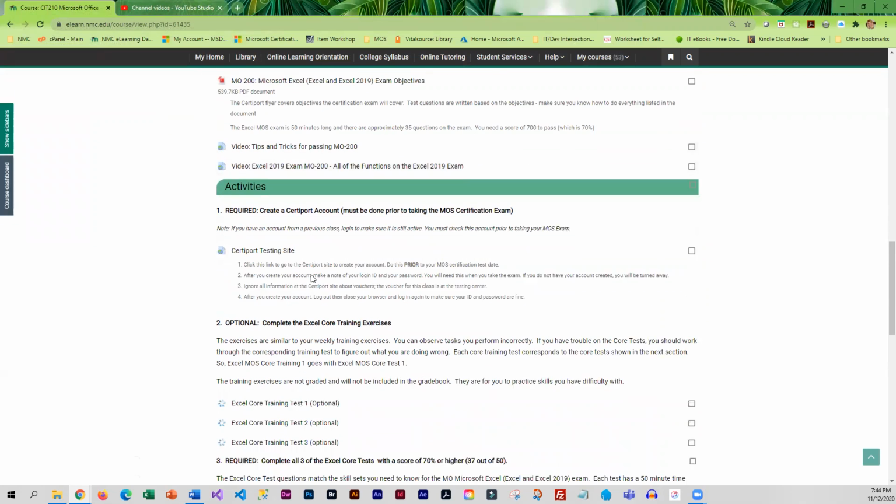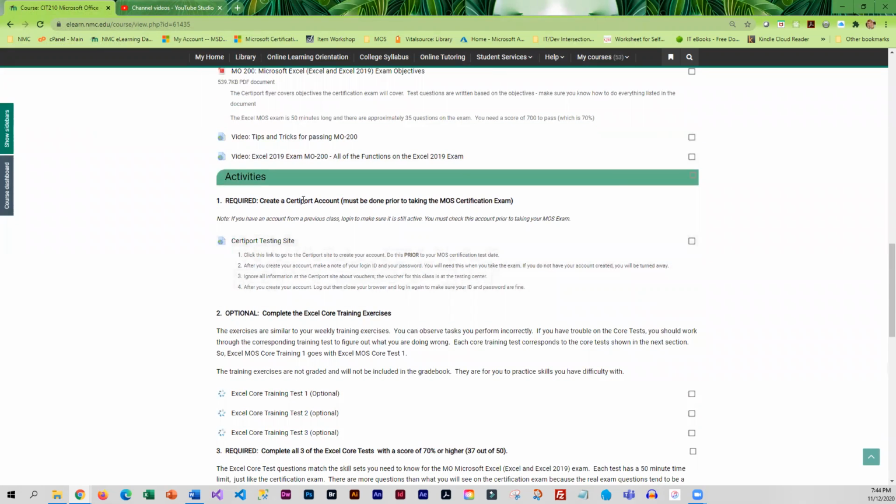After you finish that, then you do need to have a Certaport account. So you're going to go to the Certaport testing site, and if you have an account already, that is awesome. If you do not have an account, you are going to have to create one. You don't need to give them a voucher number or anything like that, but you are going to need a username and a password. Okay, so give them enough information so you can get the username and the password. And you have to do that before you take your certification exam.